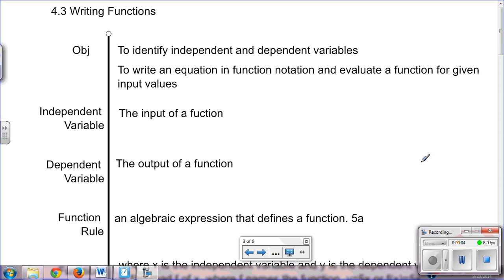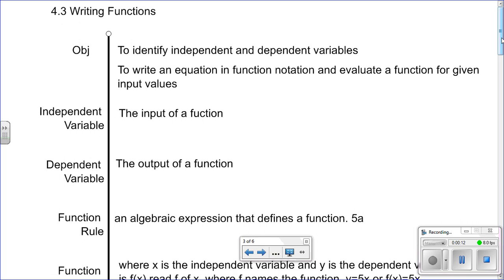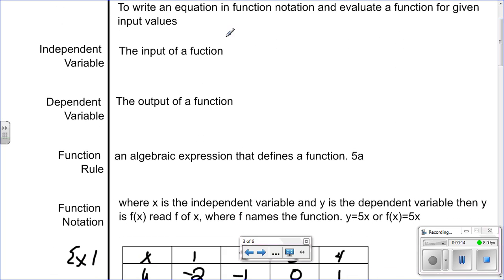Chapter 4, Section 3. Our objective is to identify independent and dependent variables, write an equation in function notation, and evaluate a function for given input values. The independent variable is the input of a function. It's also the x value, generally speaking. The dependent variable is the output of the function. You can usually see it as the y value.